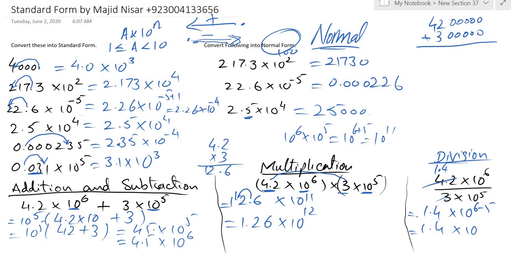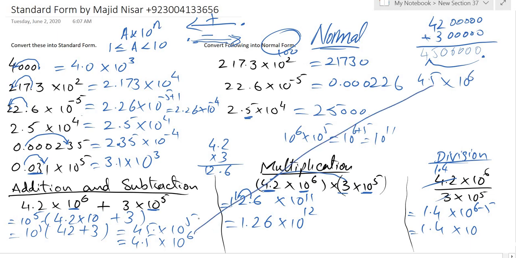Oh wait, I had to do this. 0 plus 0, 0 0 0 0 0 0. Now 3 plus 2 is 5 and 4 left, 45, so this is 45,000,000. When we convert into standard form, the point is here, it will move towards the left side, so it will give us 4.5 into 10 raised to power 1 2 3 4 5 6, same answer.